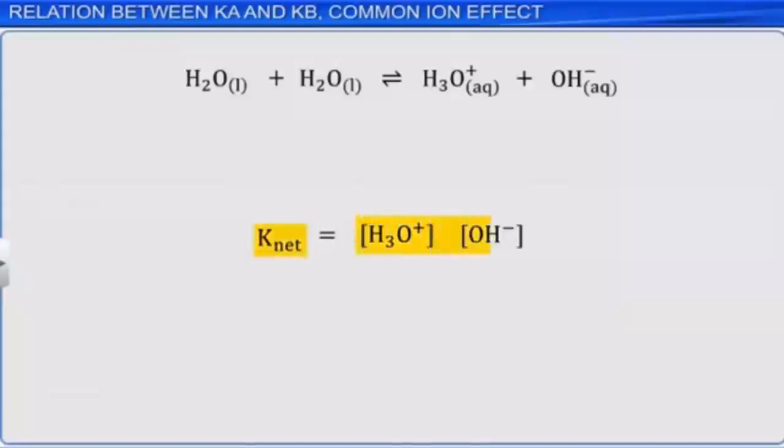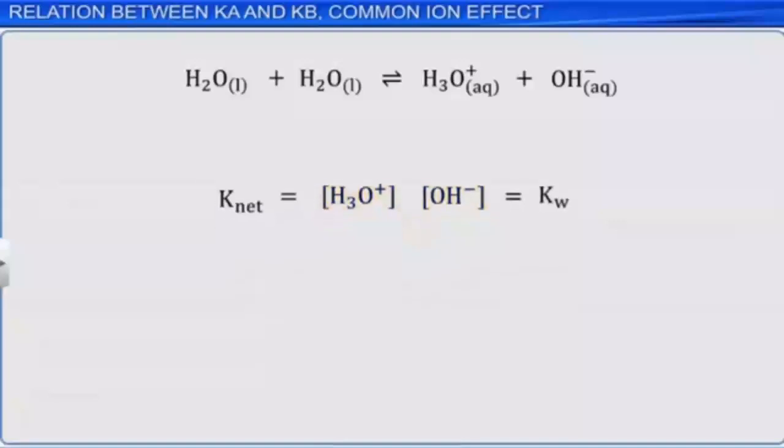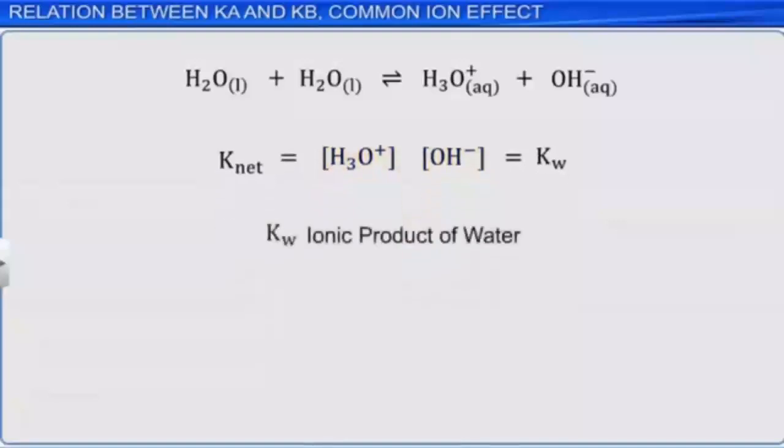Recall that the product of H3O+ and OH- ions is equal to Kw, the ionic product of water. Thus, K net is equal to the product of concentrations of H3O+ and OH-, which is equal to Kw, the ionic product of water. Note that the equilibrium constant for the net reaction is the product of the equilibrium constants of the individual reactions.